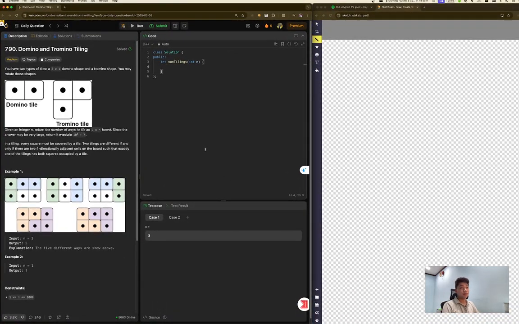Hello everyone. Today we show the daily question, Domino and Tromino tiling. We have two types of tiles, this domino and this tromino. It's shaped like a triangle, and this is like a line, a 2 by 1 tile. The problem is to count the number of ways to tile a 2 by n board like this, given the n. For this example, where n is equal to 3, we have 5 ways.